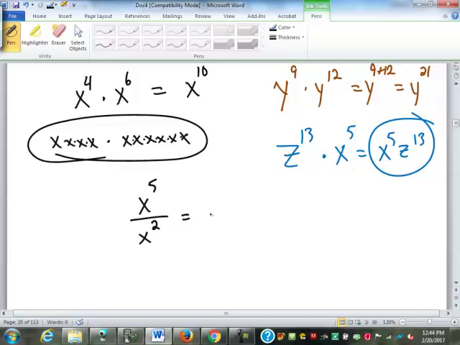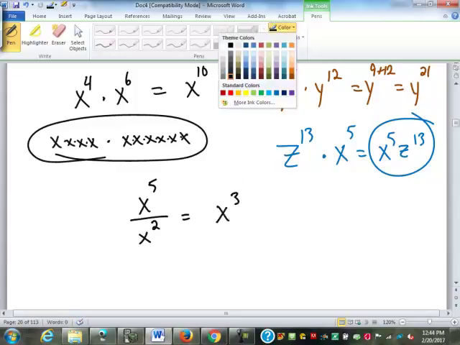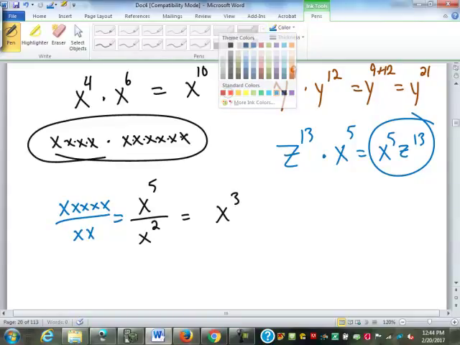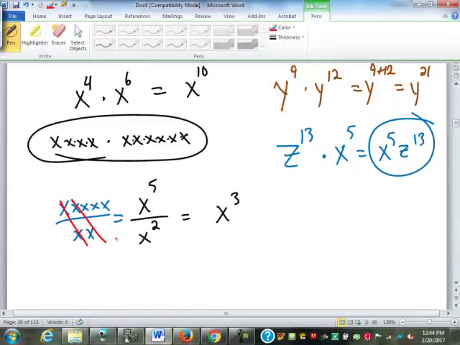So how about x to the 5th divided by x squared? X to the 3rd, very good. Because x to the 5th is 5 x's multiplied together. X squared is 2 x's multiplied together. And if I treat it like a fraction, I just cancel out two of them. I'm left with x to the 3rd.